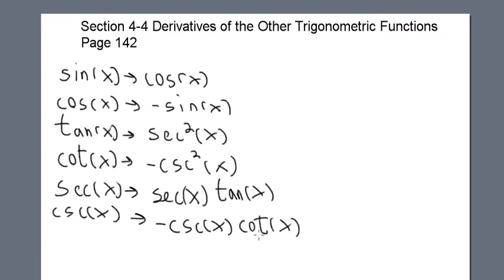So, might seem kind of out there, but you can probably see some coincidence. Anything that starts with cosine, cotangent, cosecant, the derivative is always negative. Both tangent and cotangent wind up with something squared. Both secant and cosecant wind up with a product. Now, let's see where they come from.